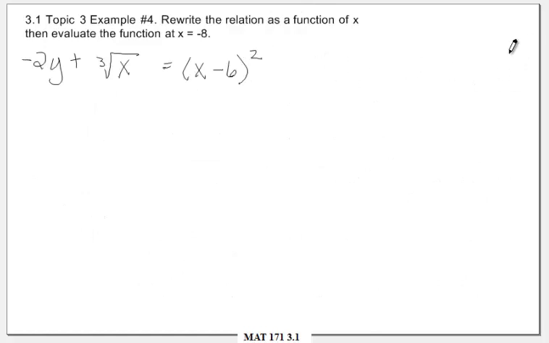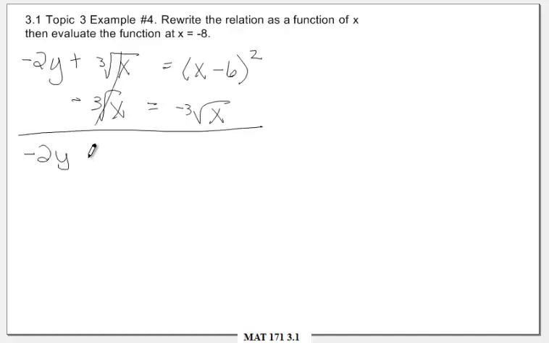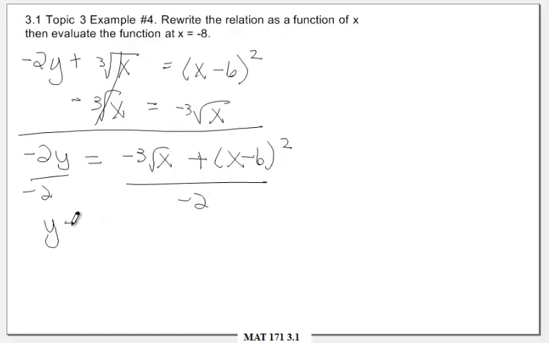So we're going to do that again. We have to solve this for y. The first thing we're going to do is subtract the cube root of x from both sides, and we'll end up with negative 2y is equal to negative cube root of x plus x minus 6 squared. And we're going to divide both sides by negative 2. We'll get y is equal to negative cube root of x plus x minus 6 squared, all divided by negative 2. We're going to rewrite that as a function.